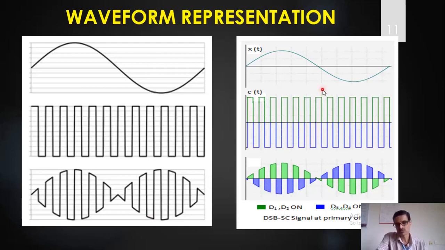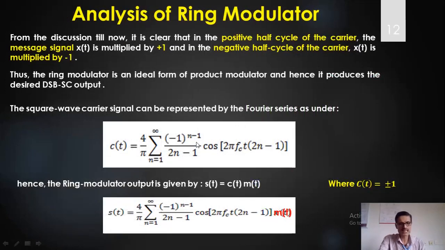Now this is another representation of the waveform, where during this portion, that is the positive half cycle, as I explained earlier, diodes D1 and D2 will conduct, and during the negative half cycle, diodes D3 and D4 will act like an on switch, or short circuited. Now we will analyze the working of this ring modulator both in the time domain as well as in the frequency domain, and how exactly we get only the spectrum of the carrier signal, that is only two sidebands, lower sideband and upper sideband, and how other higher order harmonics are all rejected.